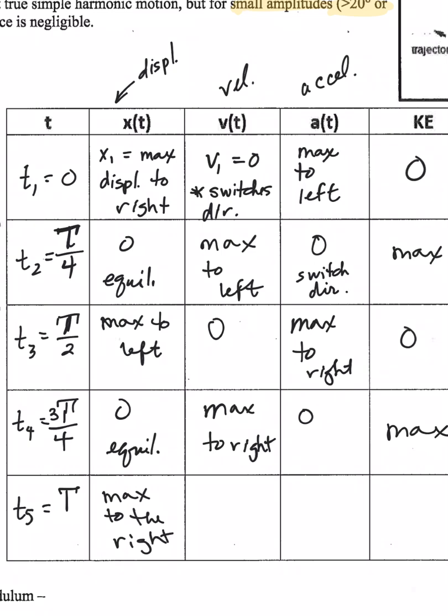So we're starting all over again, basically, aren't we? Velocity is what? 0. Acceleration? Yep. Max to the left. Kinetic energy? And potential energy? Max. Okay. So we understand the rhythm of this pendulum, don't we? You need to be able to describe what's happening in a pendulum system.